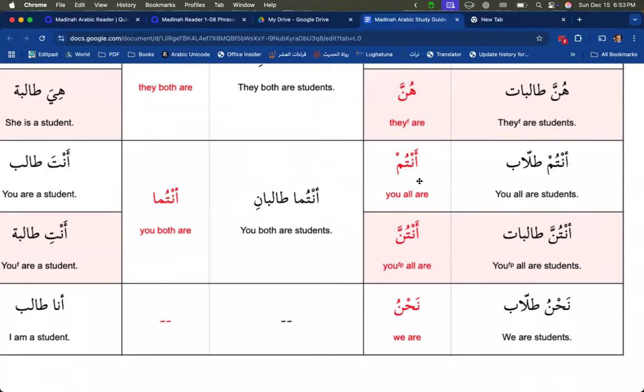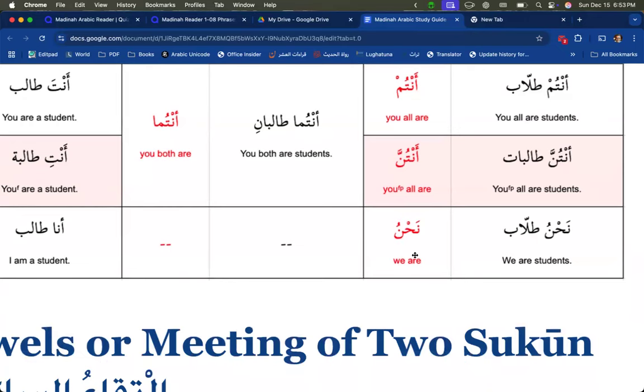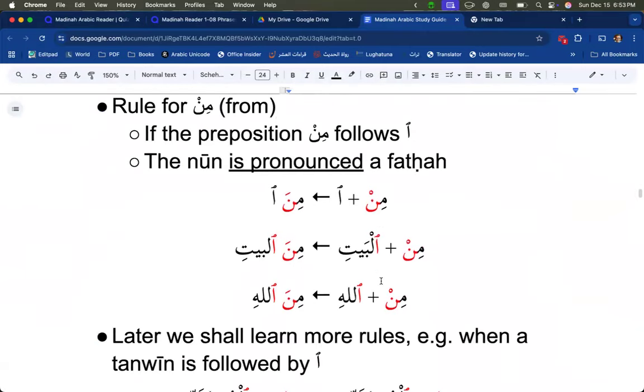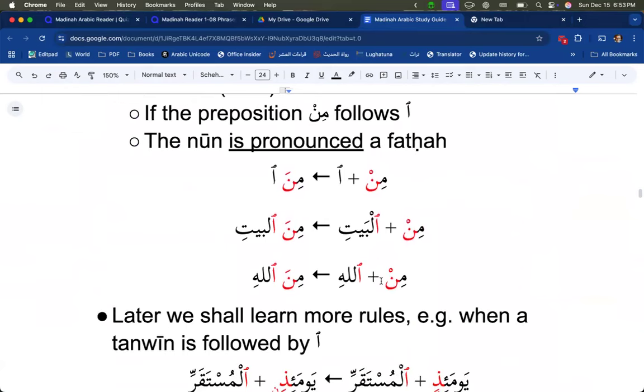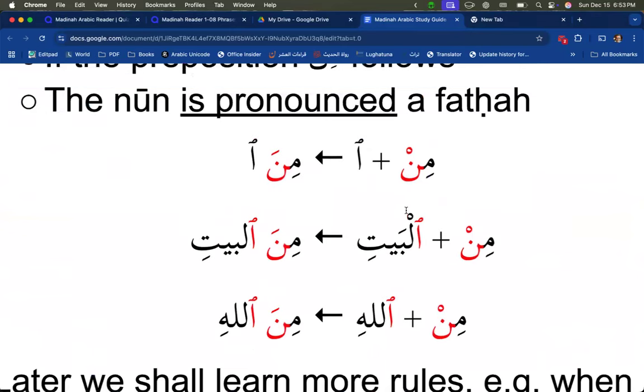Antum tullab, you are students. Antunna, you all, only female, can't be mixed. Antunna talibat, you are female students. Okay. Nahnu, we. All right. I don't want to get into, should I get into this? It's brain rot. Let me just continue to rot your brain, okay? There's a rule for min, okay? There's a rule for min.